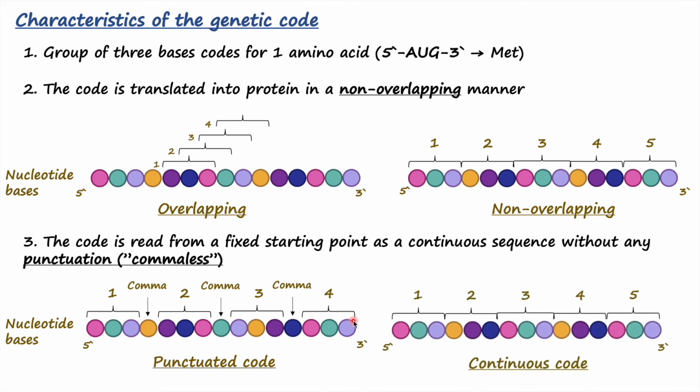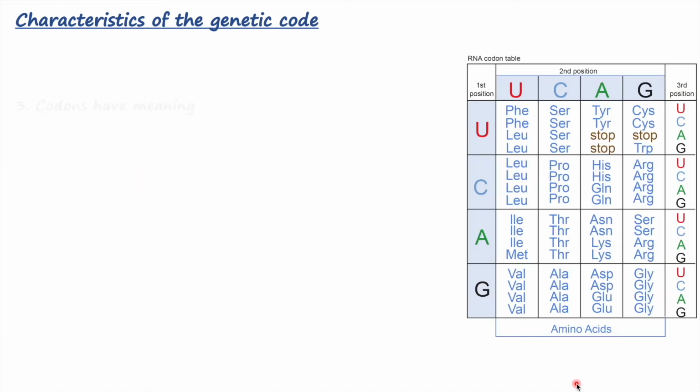The ideal way it should be done is just read continuously from the 5 prime to the 3 prime end without missing any nucleotide base, or in a commaless manner. Therefore it is called commaless, and it's also called continuous code. So first thing you need to remember is that the codon is translated in a non-overlapping manner and in a commaless manner.